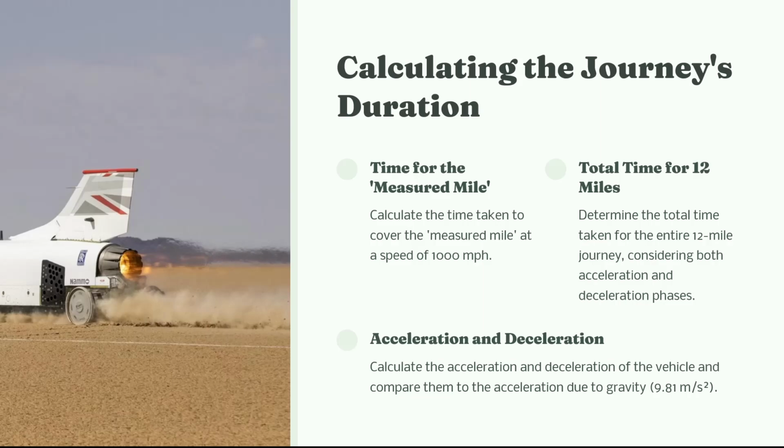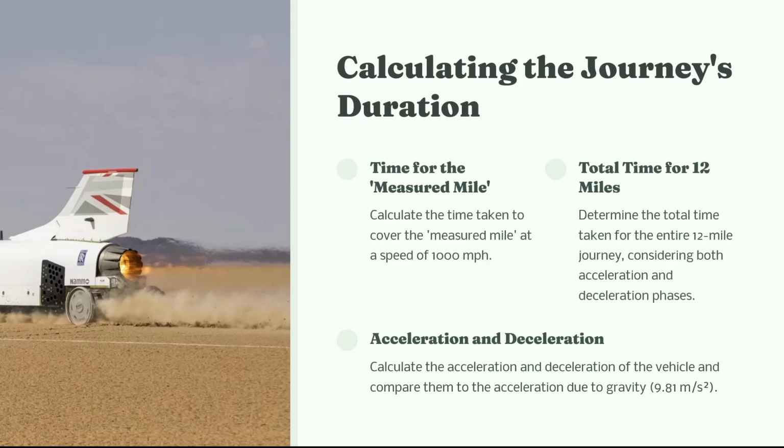Calculating the journey's duration. Time for the measured mile. Calculate the time taken to cover the measured mile at a speed of 1,000 miles per hour. The total time for 12 miles. Determine the total time taken for an entire 12-mile journey, considering both acceleration and deceleration phases.